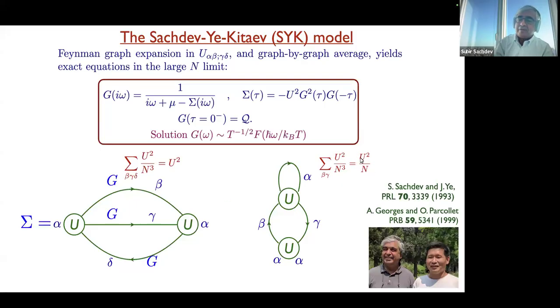The others vanish as n goes to infinity. So you just get this very simple set of equations for the self-energy. The self-energy is just given by this one graph, which gives you that equation. And this is the charge density. And you just have to solve these equations for mu and G of tau and Sigma of tau. There are three equations for three unknowns.